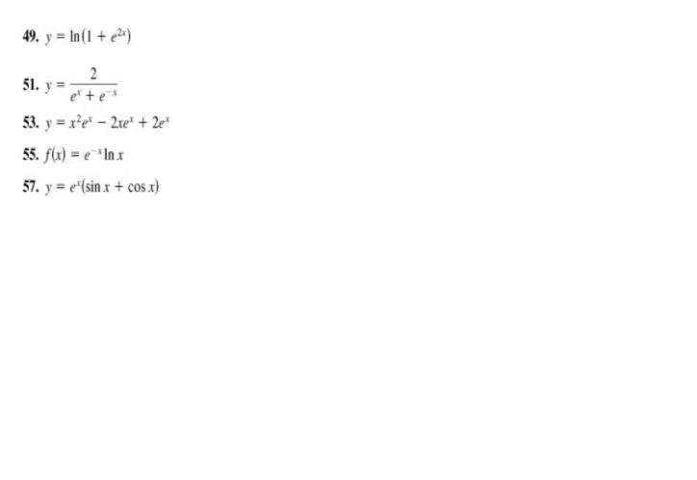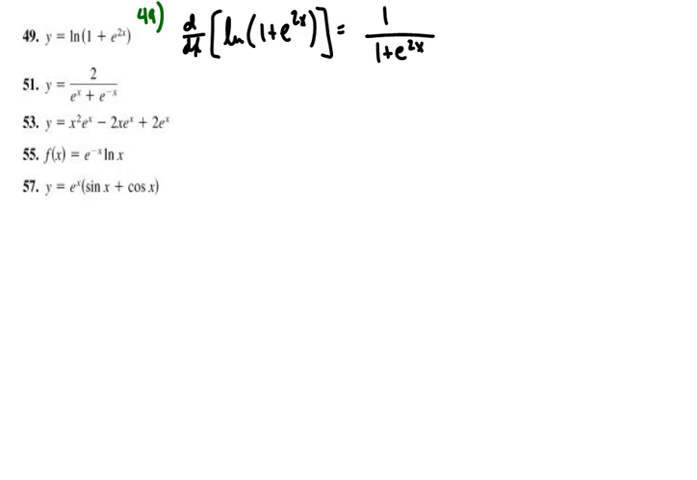So there's nothing we can do with this one except that we know the derivative of the natural log of anything is 1 over that anything, multiplied times the derivative of the anything. In this case, the anything is 1 plus e to the 2x. The derivative of 1 is 0. The derivative of e to the 2x, which is a chain rule by itself, is e to the 2x times the derivative of 2x, which is 2, and that left us with 2e to the 2x divided by 1 plus e to the 2x.